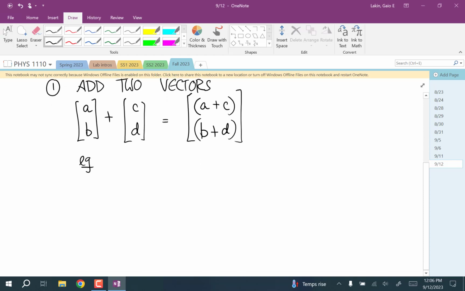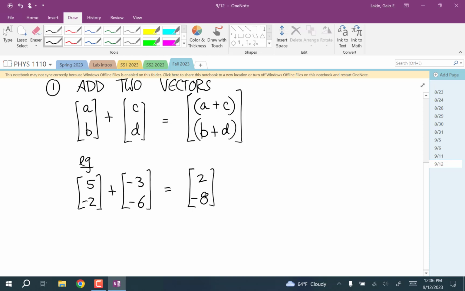So for example, if you have the vector 5, -2, and you're adding it to the vector -3, -6, 5 plus -3 is +2. -2 plus -6 is -8. Okay?